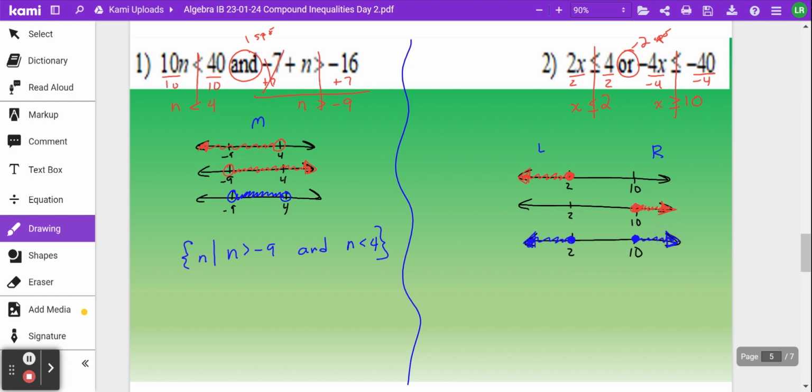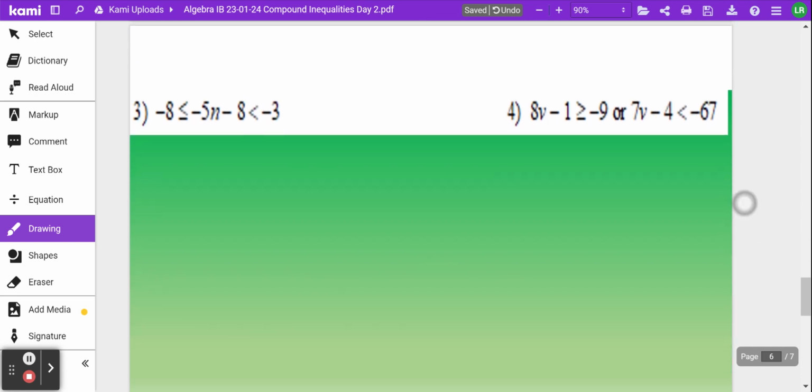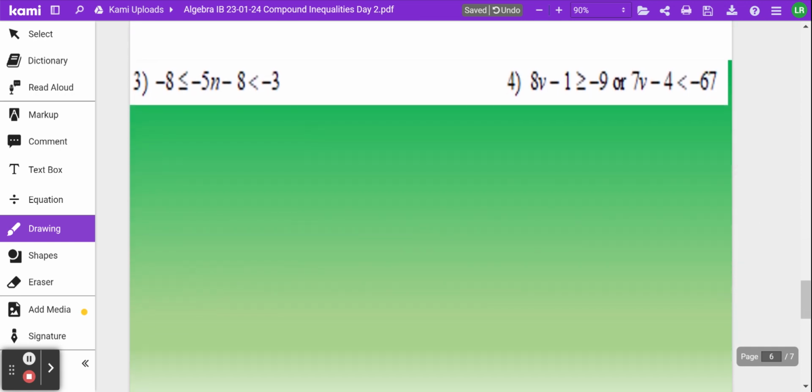Since the final answer has two borders, I need to make sure I use them both in my answer. x such that x is less than or equal to 2. Use the word or because it's an or statement. x is greater than or equal to 10. Okay. Let's do another set of 2. So please pause the video and give the students about 10 minutes to complete these 2 problems.